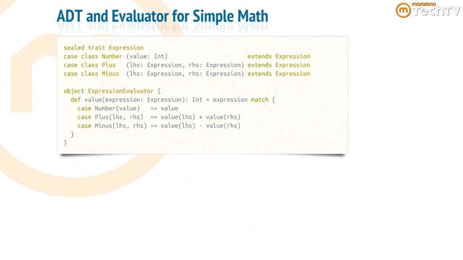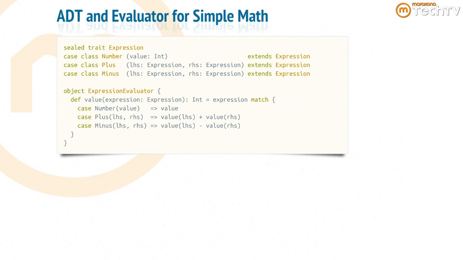Okay, so a number has, of course, a value, and if we wanted to actually evaluate the number, all we would have to do is get its value. Plus and minus are sort of our recursive cases in this little expression language. They have sub-expressions on their left-hand side and right-hand side, and so of course to evaluate a plus and a minus, we would have to evaluate the sub-expressions first. Now that's what our expression evaluator down here is doing. It pulls the value out of a number, and for pluses and minuses, it recursively calls value on the left-hand side and the right-hand side arguments, and then adds them or subtracts them appropriately.